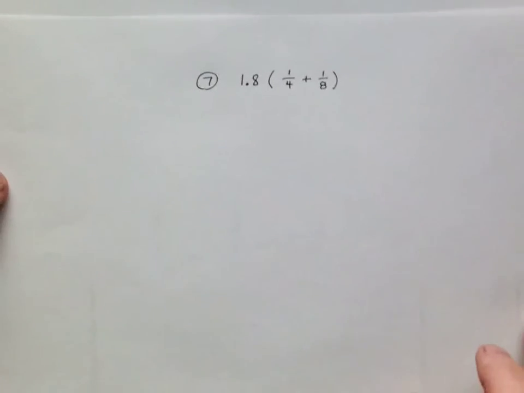Next up, number 7 is the combination of decimals and fractions.